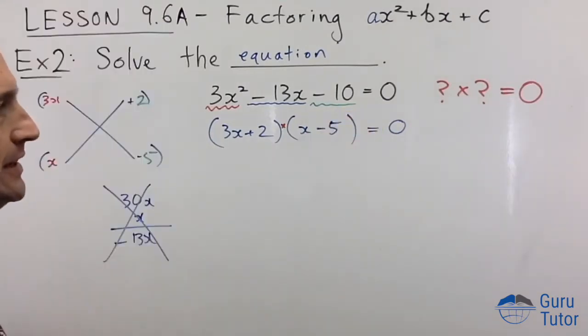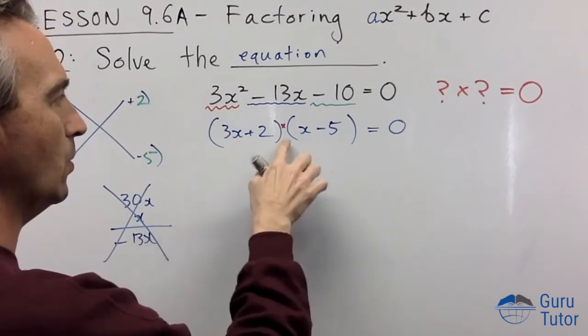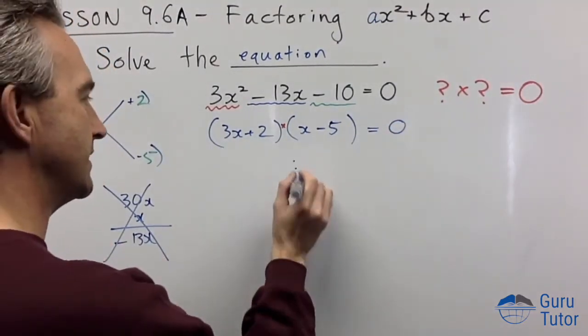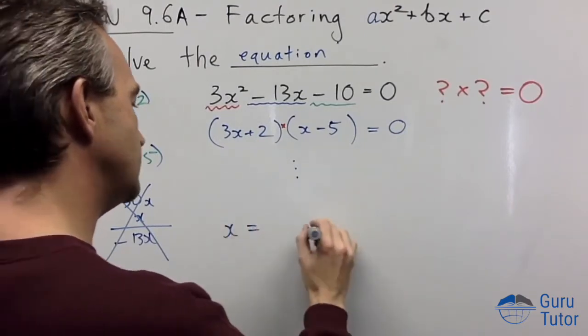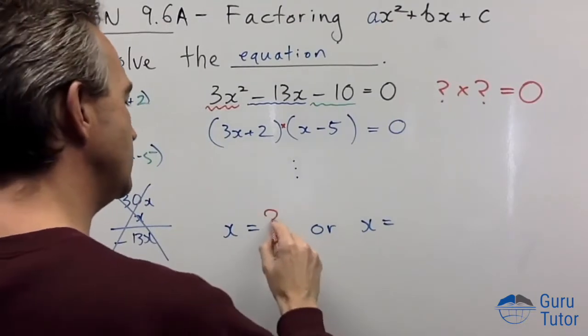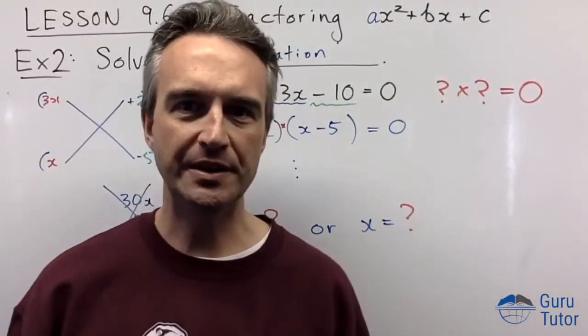I erased the working because I need the board space. So if we continue this, this could be 0 or this could be 0. So I'm not going to do this. I want you to tell me what the answers are. x equals what or x equals what? That's going to give us two solutions or two roots. What are they? Put your answers in the comments.